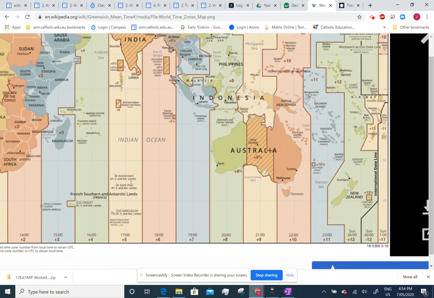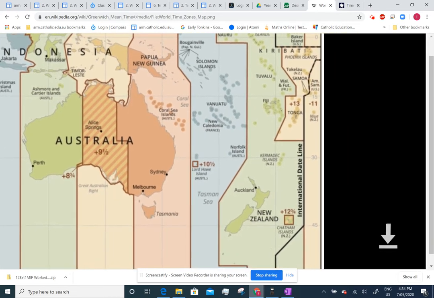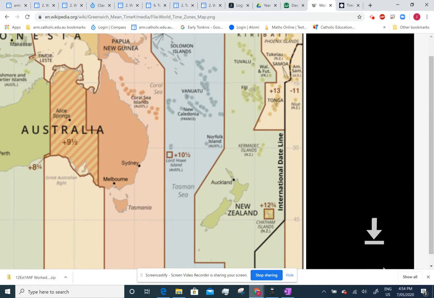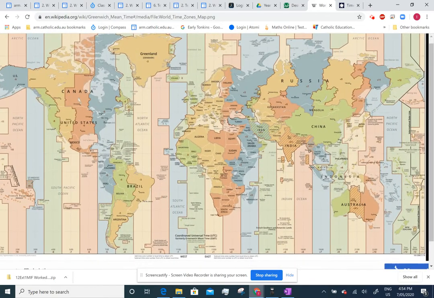I mean, Australia, for example, the time zones change to match the states. And then you have little ones like over here. Some places are a little square inside themselves, like the Chatham Islands. So this is quite difficult, understanding time zones.